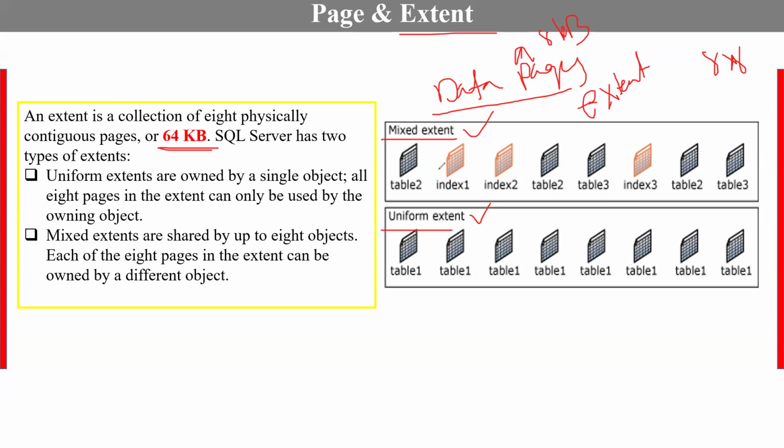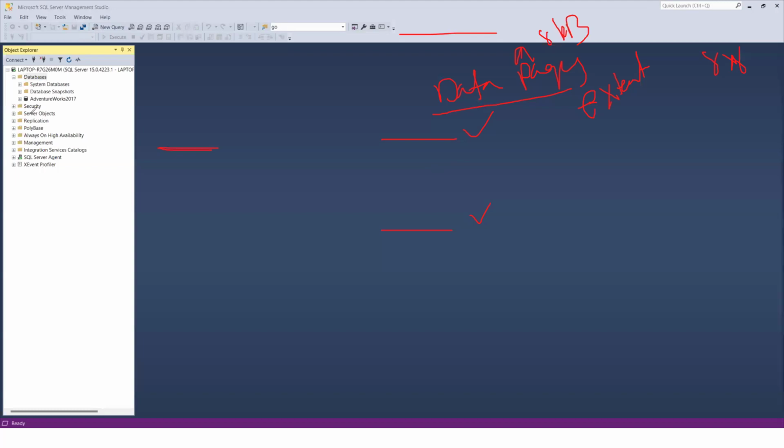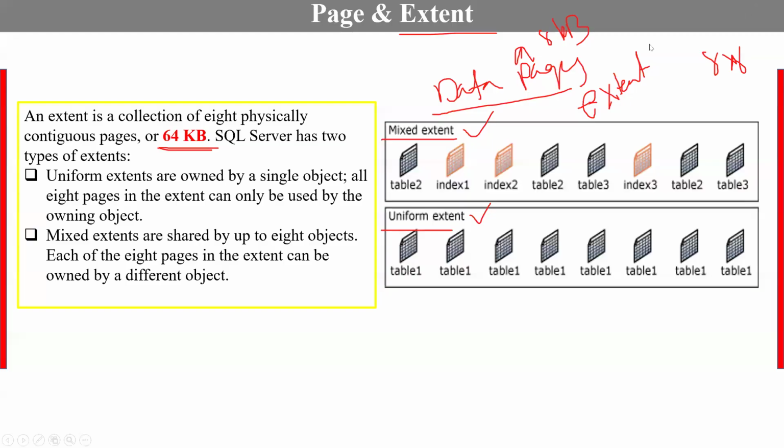Makes clear, everyone? Your object is database, right? No, sir. Object means tables, sir, not database. Database contains objects. If you expand the database, it contains tables, views, stored procedures, functions, triggers, and so on. Technically you should call these objects. So if that 8 pages contains different object information, we'll call it a mixed extent. If that 8 pages contains single object data, we'll call it a uniform extent.